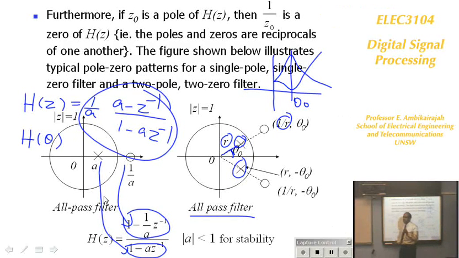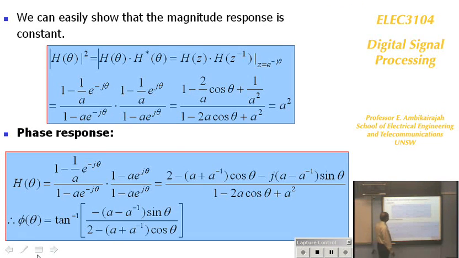So that is how you get your all-pass filter. Right. So here are some examples now. We're going to look at the example. Here's the first one. How do you find the maximum response?